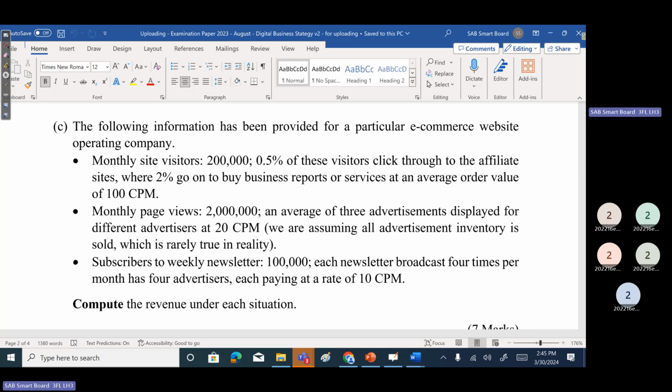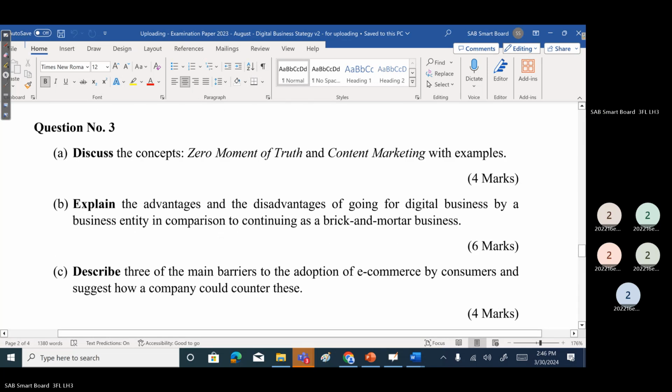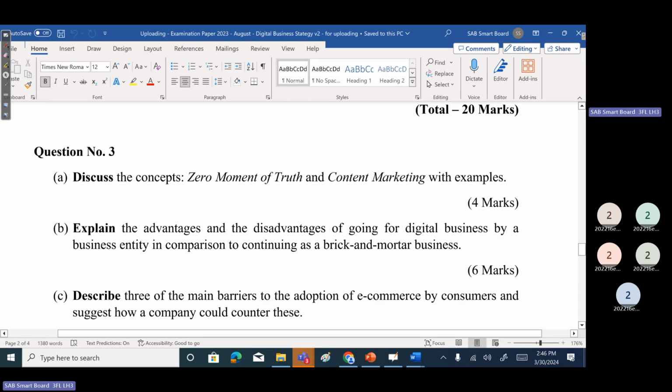So this question was there as it is, and I worked it out and even gave the answer for the 3 scenarios as it is. The only thing that might be different in the exam is new values here, whether over the 400,000 euros, 300,000 euros. Compute revenue. Then discuss the concept of zero moment of truth and content marketing.